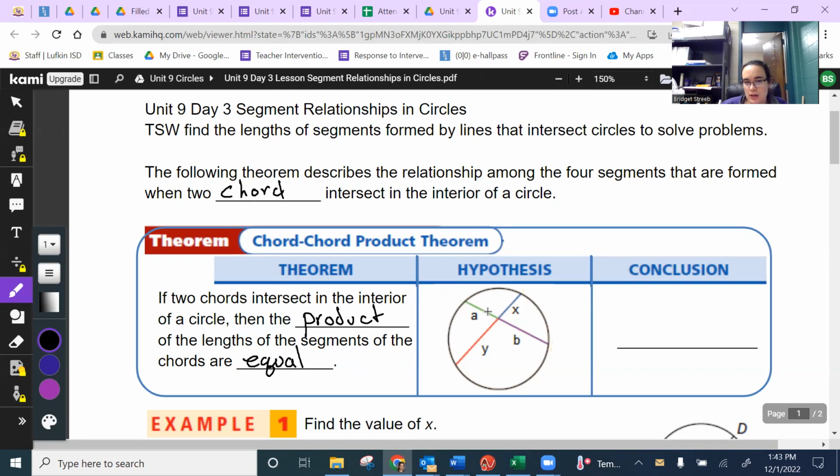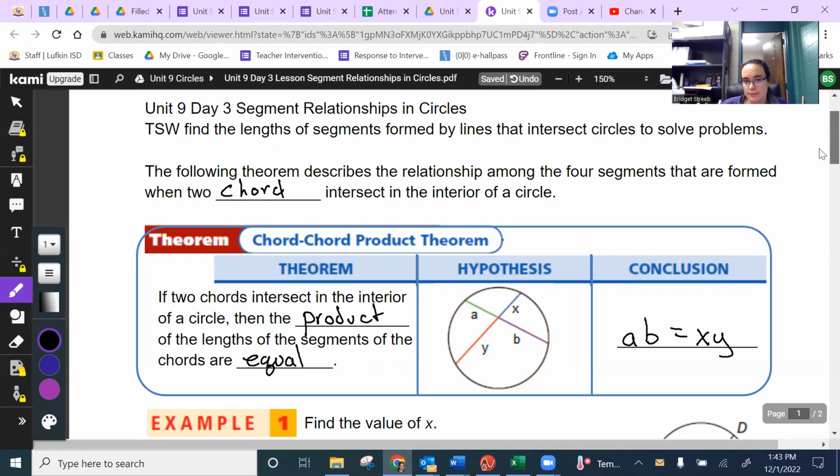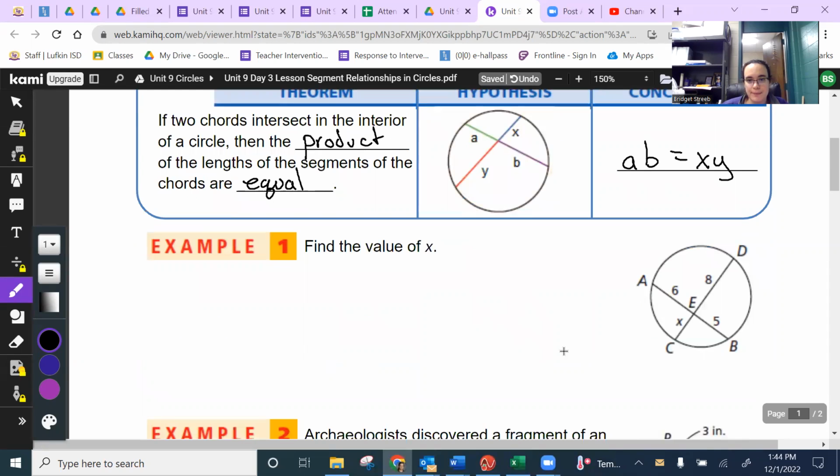So what that means, segment A times segment B, they're on the same chord, equals segment X times segment Y. Again, X and Y are on the same chord. So we're going to do that now.